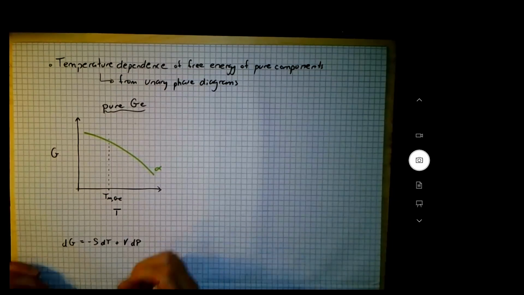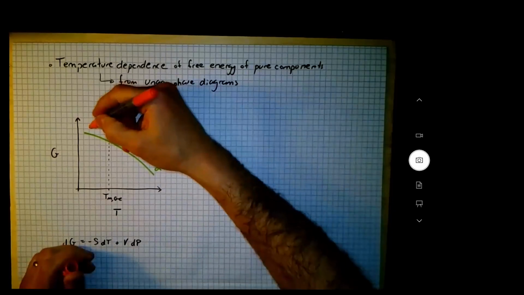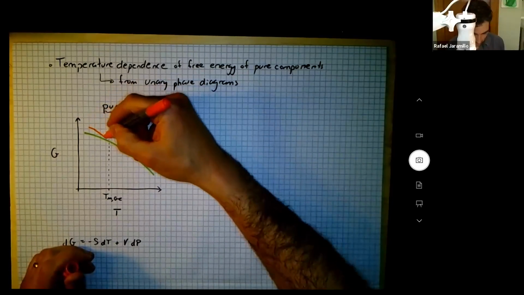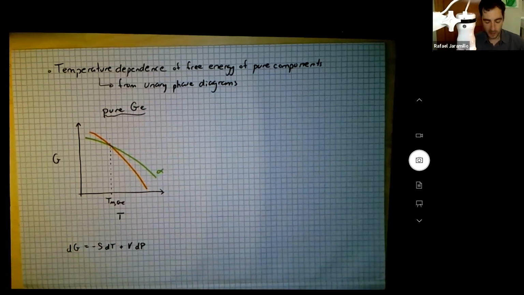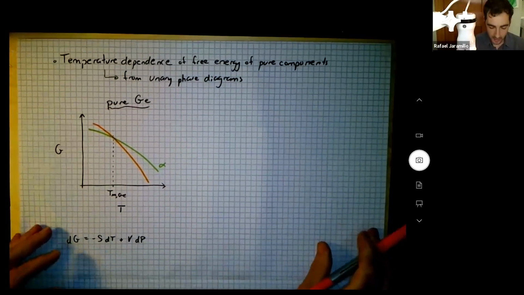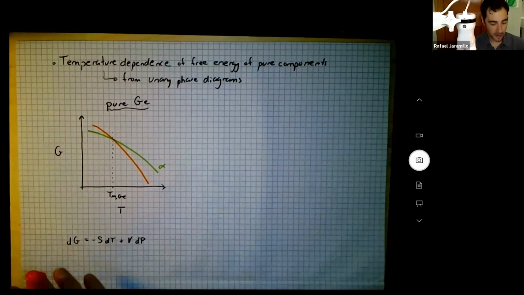Below the solid. Below. Right, great. So here we have it. How's that? That looks good. This is completely consistent with what we know about the phase diagram.